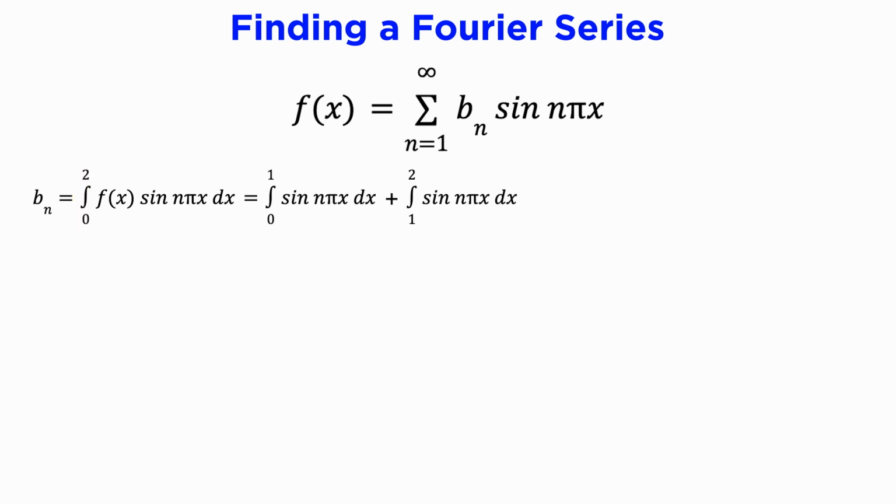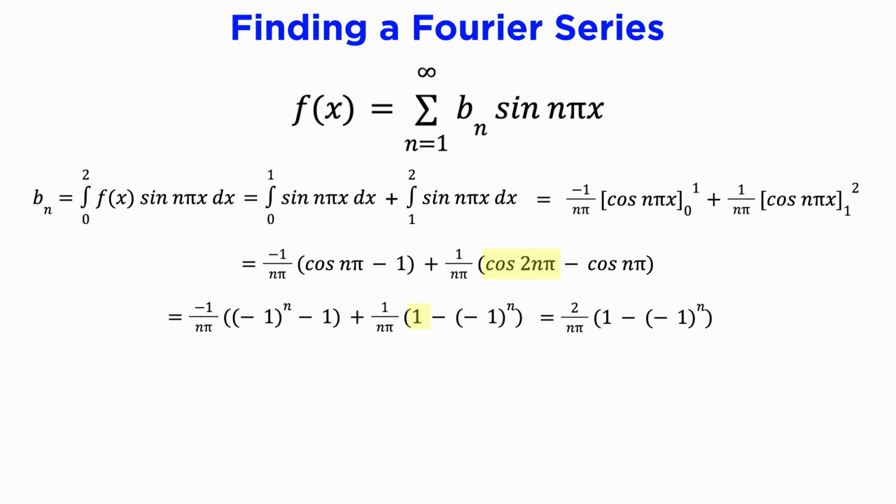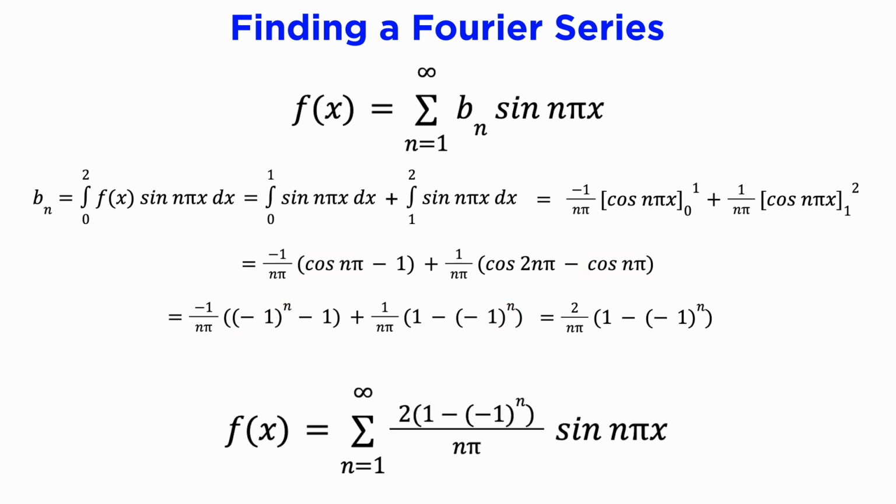Since the function is discontinuous at x equals 1 within our range, we must split the integral up into 2 parts. We will then evaluate the integrals and make use of the fact that the cosine of 2n pi is always 1, and the cosine of n pi alternates between -1 and 1 for integers n. And we get our Fourier series expression as shown.